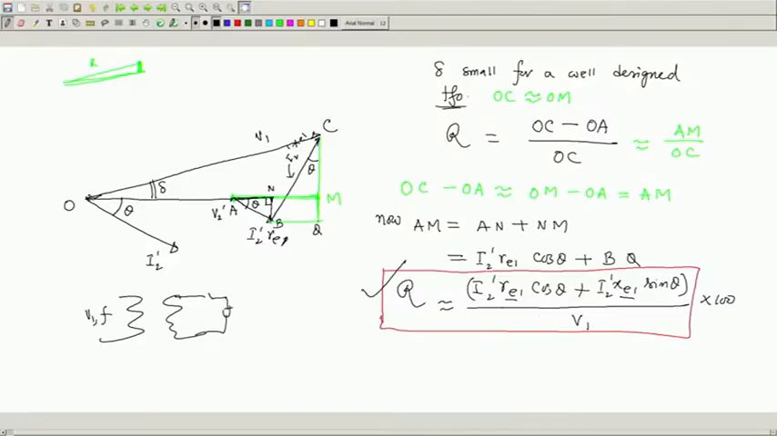We are discussing regulation, and in our last class we found an approximate but very useful expression for regulation. It is I2 Re cos theta plus I2 Xe sin theta, divided by V1. Mind you, this is an algebraic equation.